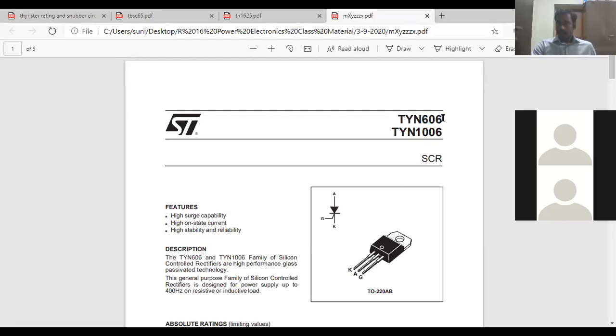Okay. So the last digit 6 defines the current value, the maximum allowable current. So TYN 606 is nothing but a thyristor having a maximum blocking voltage of 600 volts, operating at a maximum current of 6 amperes.